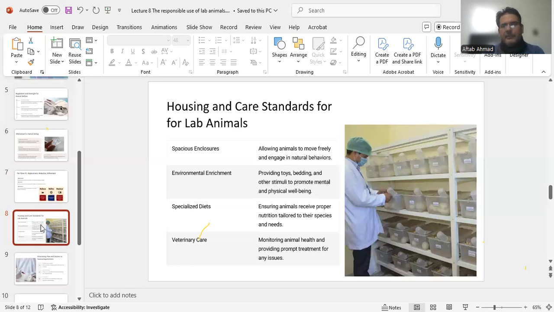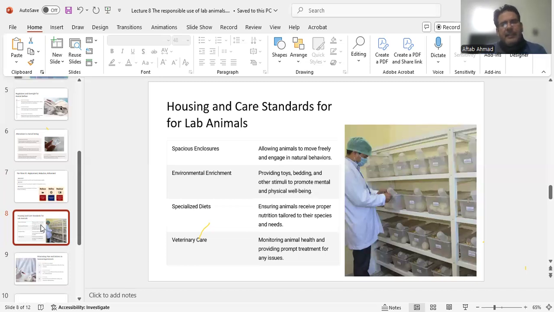Especially the first case is very important if you are working on some sensitive animals, like animals which are immunocompromised. In that case, we follow the PPEs so strictly that we shouldn't take any of the pathogens from the outside inside the laboratory that can harm the animals.